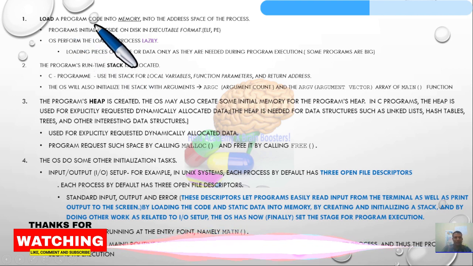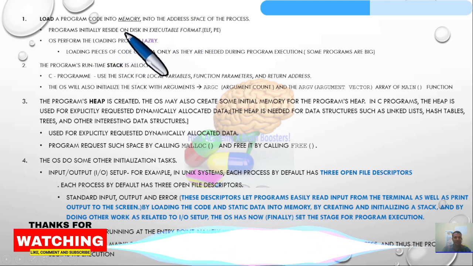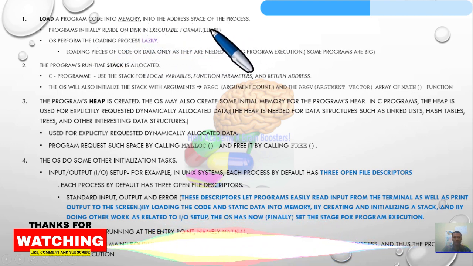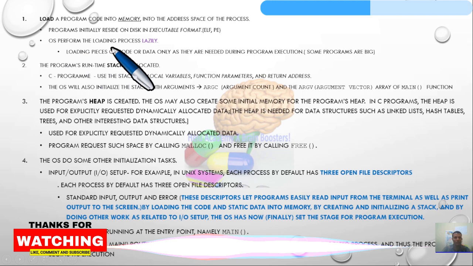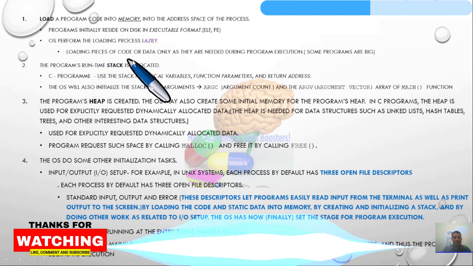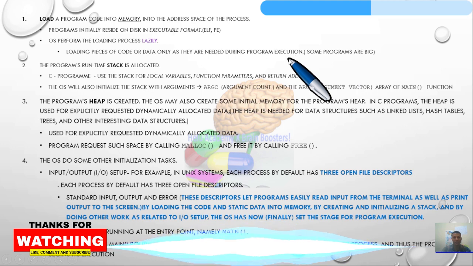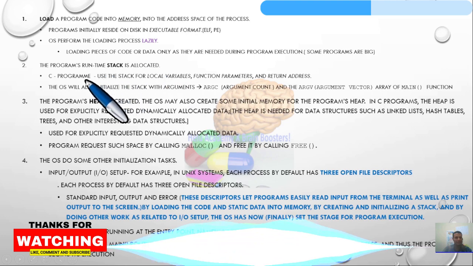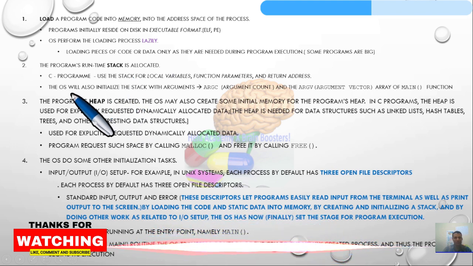So, load the program code into memory, into the address space of a process. The program initially resides on the disk in executable format, ELF or PE. I am using ELF now, if you realize. The operating system performs the loading process lazily, loading pieces of code or data only as they are needed during program execution, because our RAM is only a maximum of 8 GB or 16 GB, so you cannot load all the programs at once. But in former times, like batch operating systems, they used to put all the programs in at once.